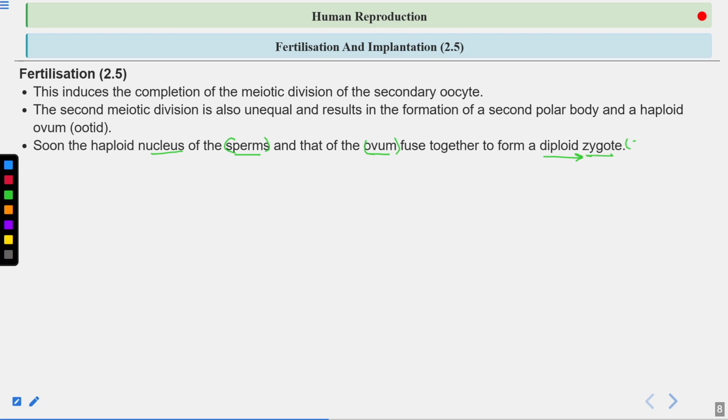Zygote is 2n. Means in case of humans, it will contain 46 chromosomes. It has two sets of chromosomes. Clear? So now zygote is formed. So you can see the chromosome number is restored now. So this is the significance of meiosis also, that the chromosome number of the species is restored by the formation of haploid gametes. The sperms and ovum are both haploid, means they have n number of chromosomes.